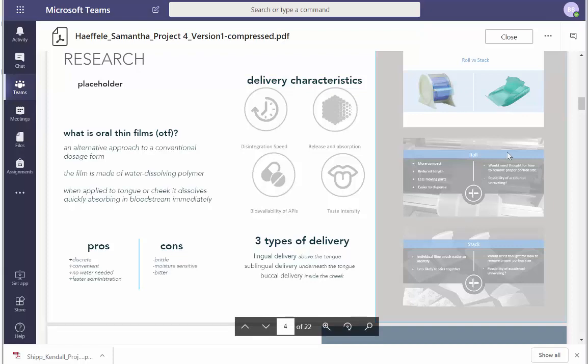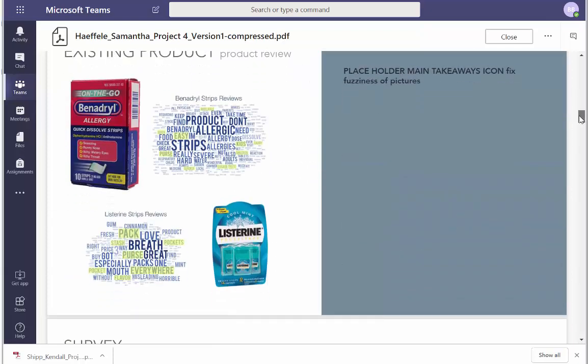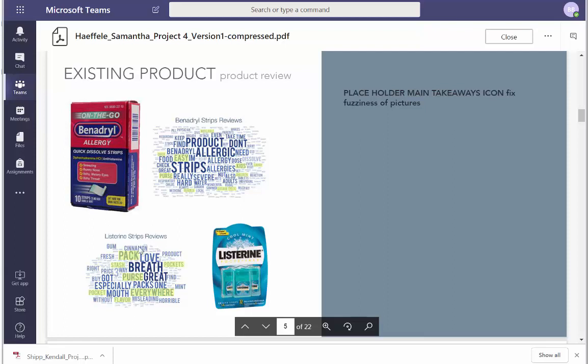Do you need these pages? And if you do need it, do you put another page? For me, this is a no. This is a no. It's like, so what do I learn about these? Well, they're strips. Okay, they're strips. Listerine is for breath. I think we already know these things. One's on the package. One is Cool Mint. We know this information. So I'd rather see a pros and cons to it. Placeholder for many takeaways icon.